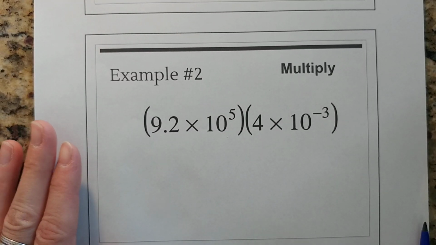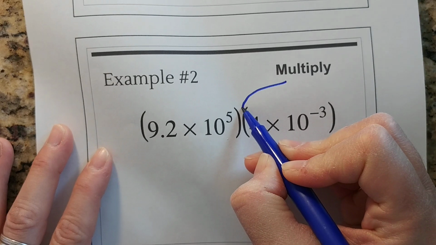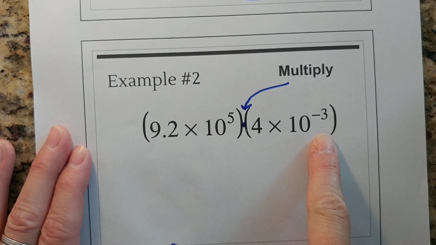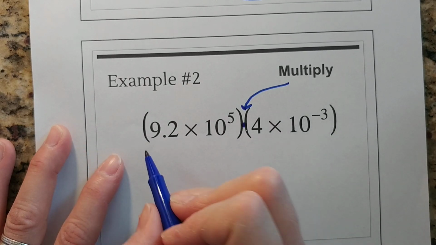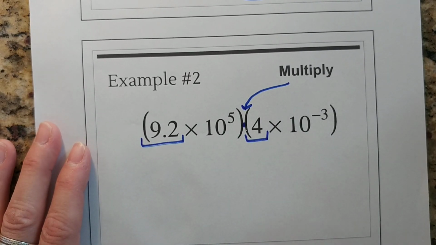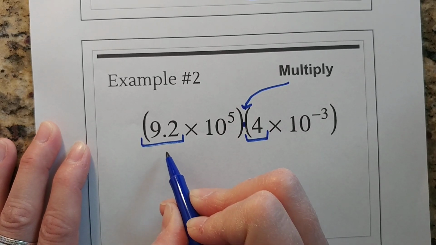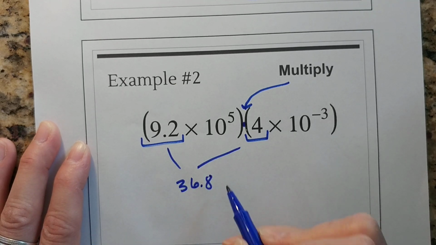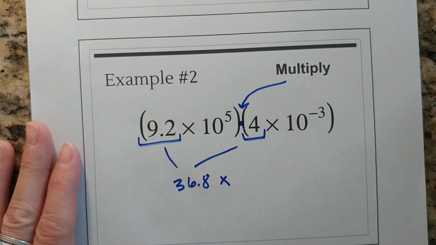All right, example number 2. Here again, we want to look and we see that we're multiplying. So to multiply two numbers in scientific notation, I first can multiply the coefficients with my calculator or without along here on the side. I'll just use the calculator, and when I use the calculator, I get 36.8.